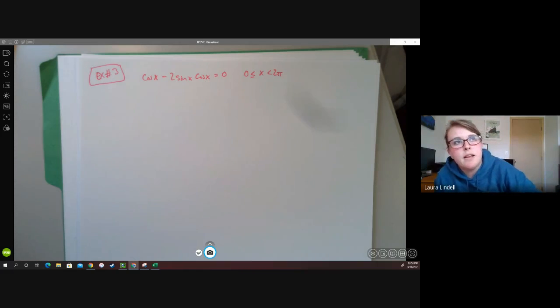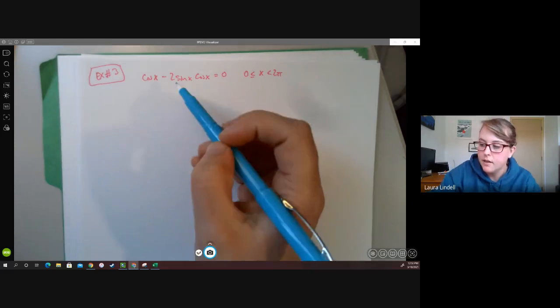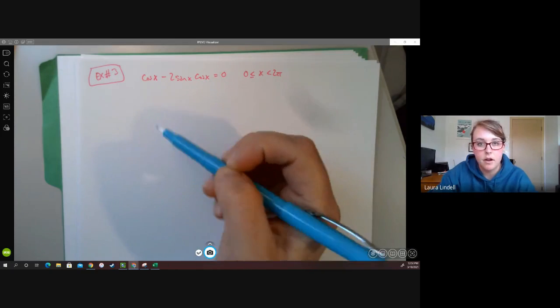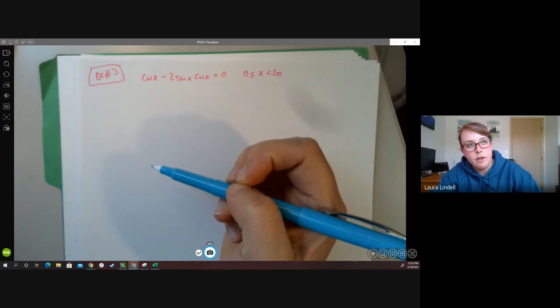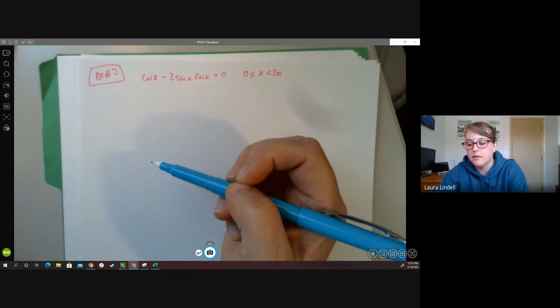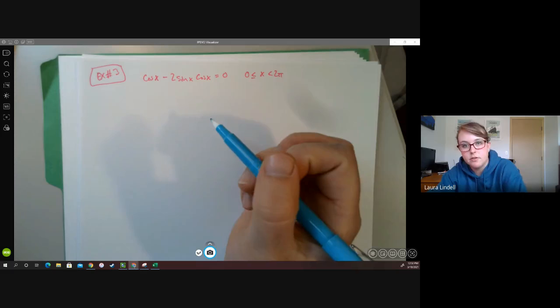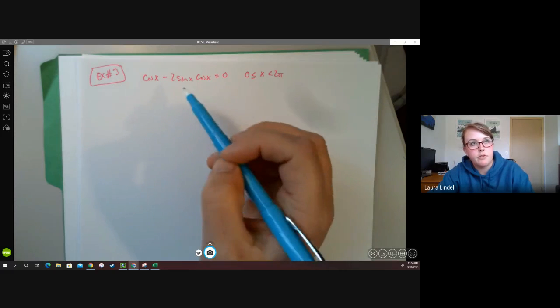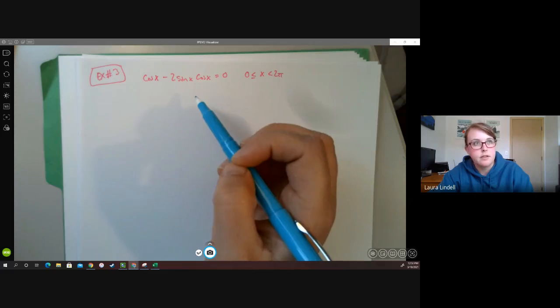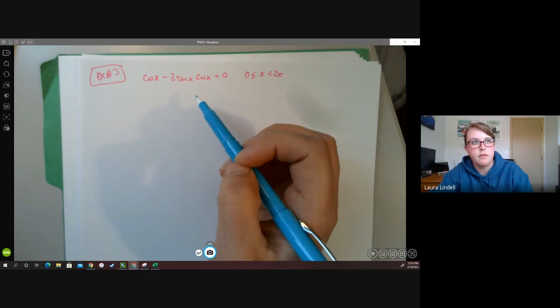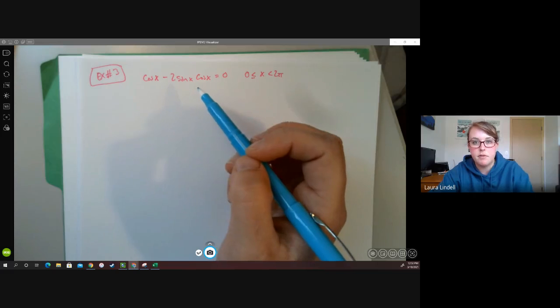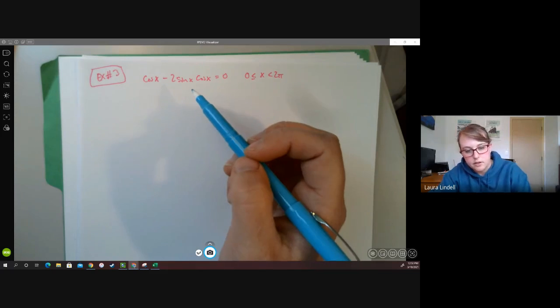So for this one, we might think that adding 2 sine x cosine x to both sides and then canceling a cosine would be good. And that will get you at least one solution, but the problem is we could be ignoring potential solutions here. And we don't want to do that. So instead, what I would try here is factoring first. Because anytime you cancel a sine or a cosine on either side, sometimes that can end up ignoring possible solutions.